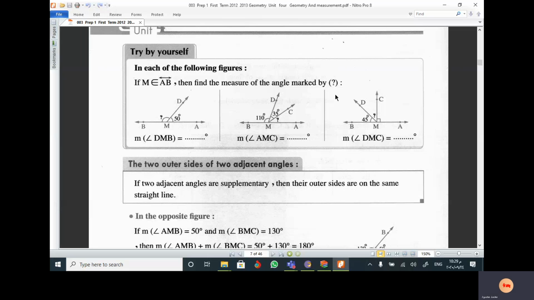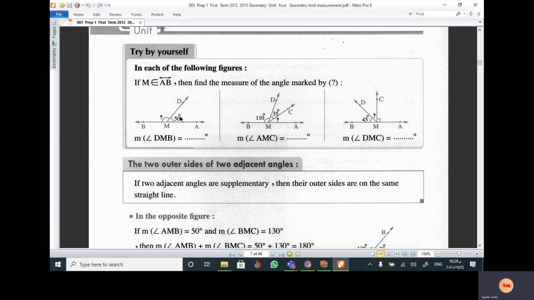In each of the following figures, M belongs to straight line AB. Then find the measure of the angles marked by question mark. The first one, he needs the measure of angle DMB.